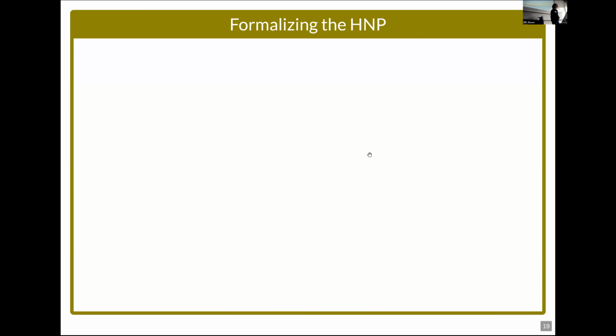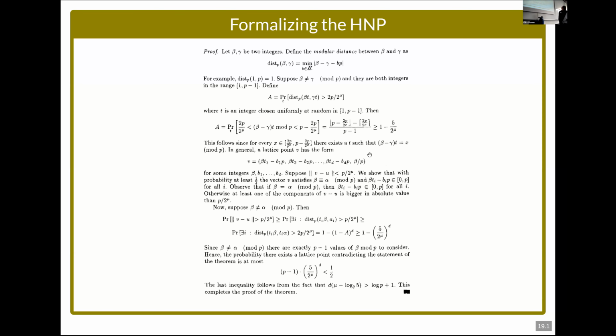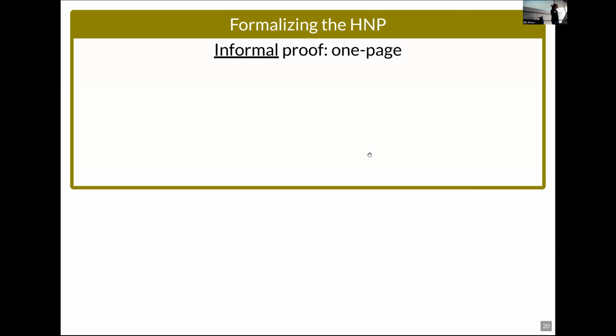Okay, formalizing the hidden number problem itself. This is essentially the bulk of the mathematics in the paper. It's one page. It's quite terse. So the informal proof was about 1 page. Our formal proof, about 4,000 lines of code. This is for just the hidden number problem, excluding Babai's algorithm. So there's definitely a de Bruijn factor here.